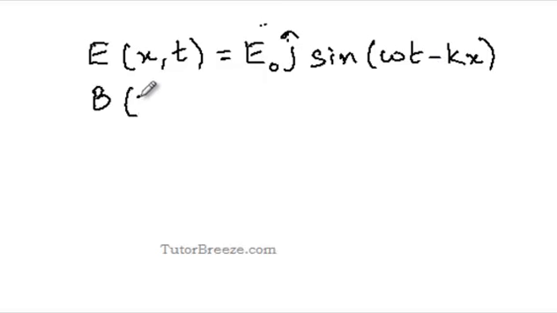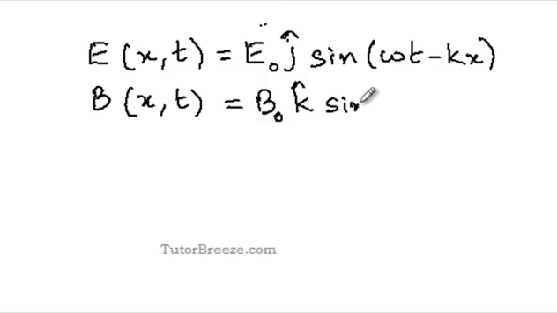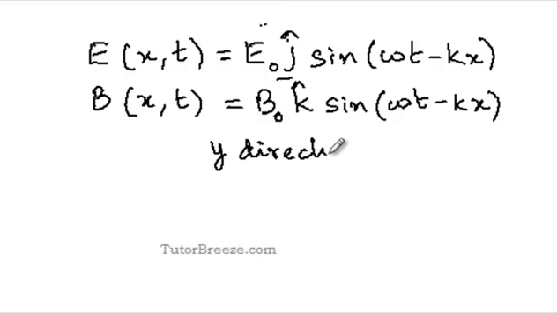The magnetic field is written as, since the wave is traveling in the x direction but the magnetic field component is varying in the z direction, you have a unit vector over here in the z direction, and we write this as omega t minus kx. Now since the electric field component is varying in the y direction, this wave is polarized in the y direction.